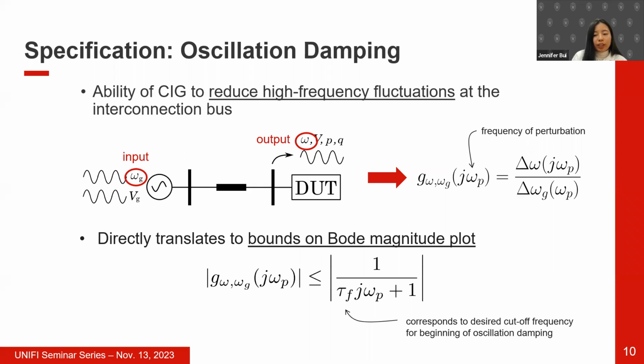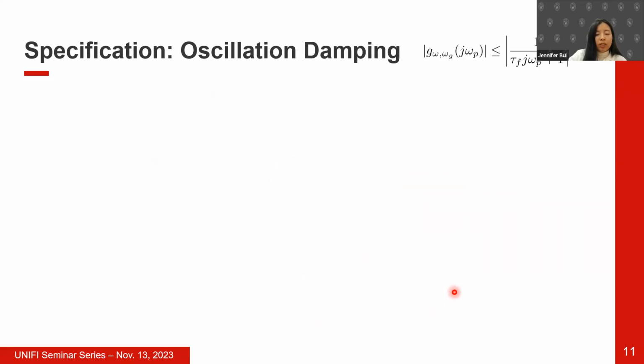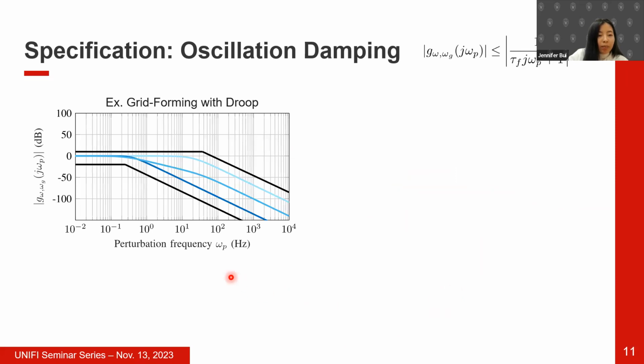Actually, we found that this transfer function directly translates to bounds on the Bode magnitude plot with the upper limit shown here. So after arriving at this transfer function, we found that there is an upper limit on the magnitude of this transfer function. Let's look at some more examples. Again, these examples come from using reduced order models. Again, we're looking at this frequency to frequency transfer function.